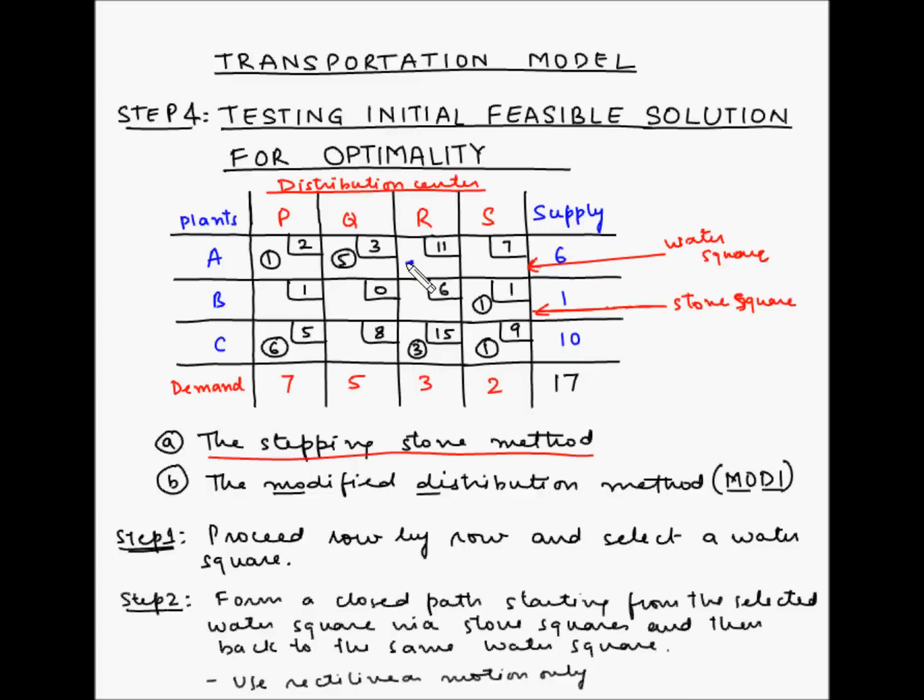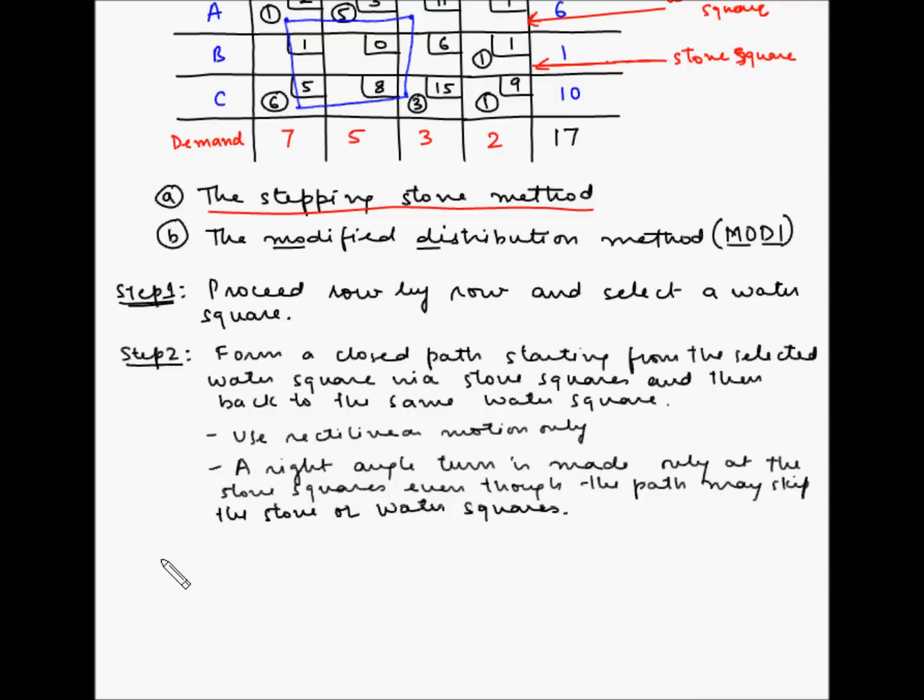So from this cell, we can create a line to the cell AP because this is a stone square, and then we can create a right angle turn here. So we can skip BP and go to the cell CP. Now again, this is a stone square, so we can create a right angle turn here and go to the cell CR. And then again, this is a stone square, so we can create a right angle turn and go back to the square AR. So after completing step number two, let's now look at step number three.